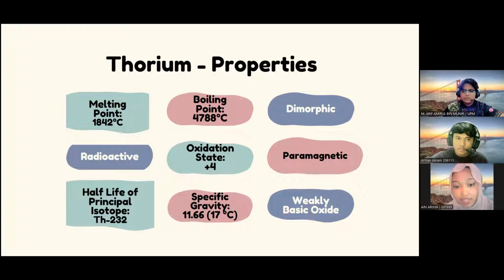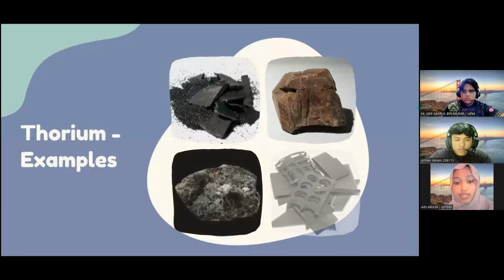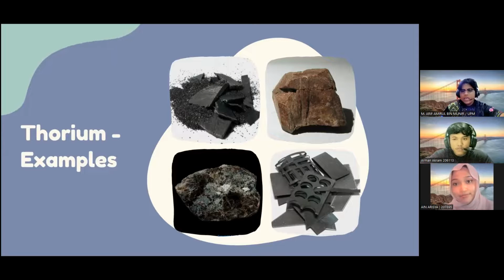Its specific gravity is 11.66 at 17 degrees Celsius. Last but not least, thorium is a weakly basic oxide. So let's now see some examples of thorium, with a color that varies from silvery white to a darker color, which is black.